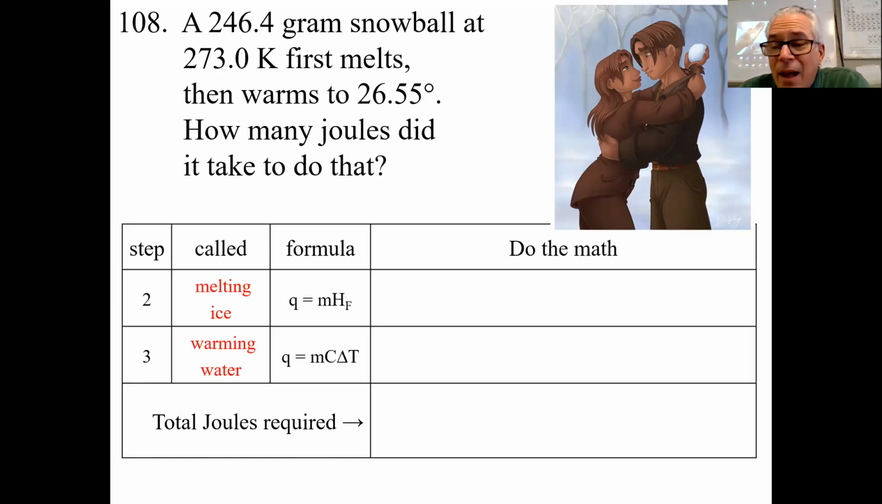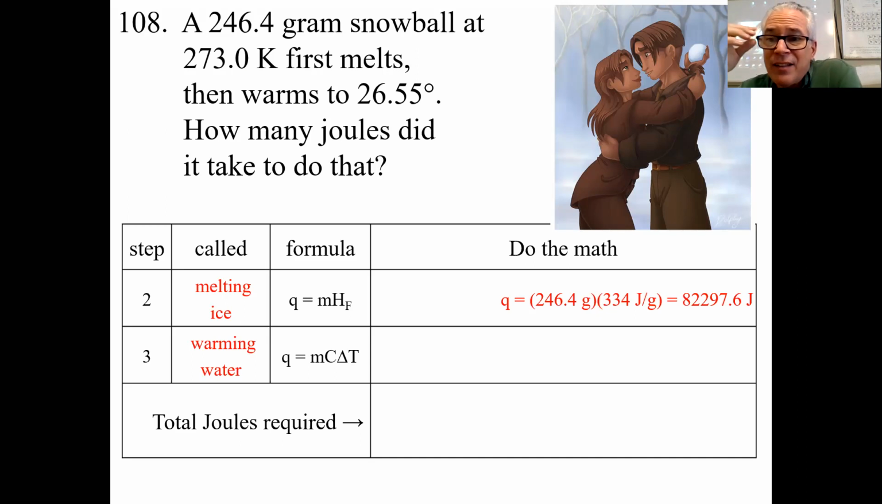So to melt the ice, we're going to use the heat of fusion formula, because we use that whenever there's a cold phase change. And then we've got to warm the water up. First step, Q is going to equal the mass of the snow times the constant for the phase changing of water, the cold phase change, 334 joules per gram.